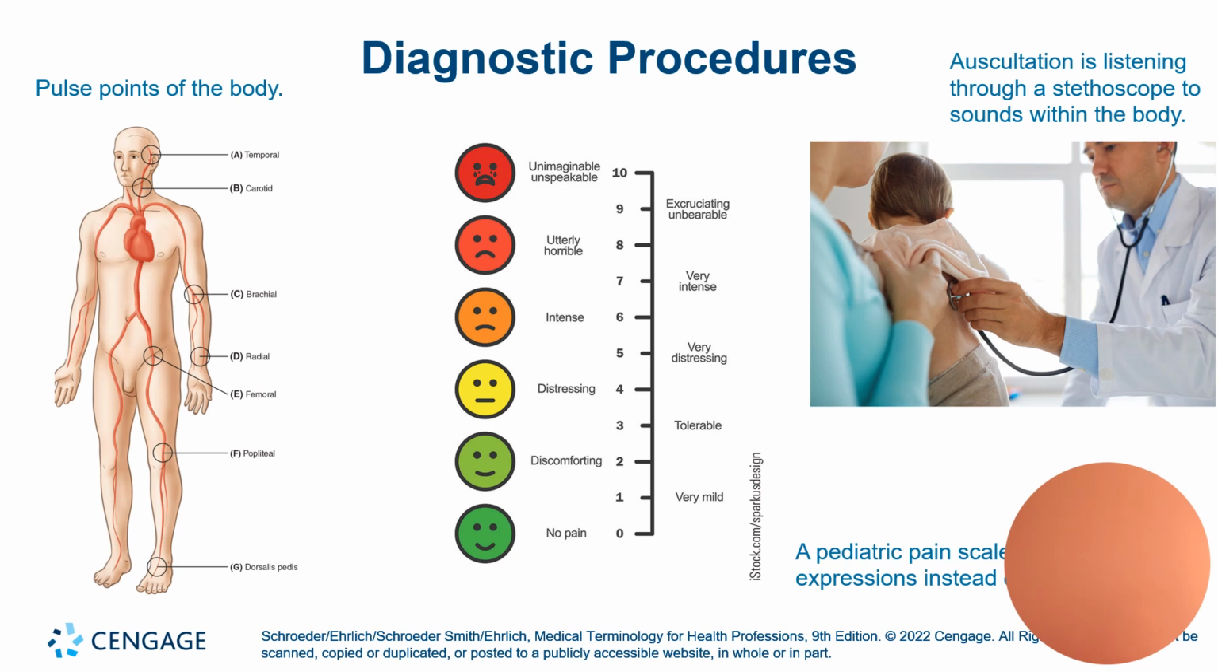We assess the blood pressure, which is the force of the blood against the walls of the arteries, and it's measured using a sphygmomanometer, which is recorded as a ratio with the systolic blood pressure over the diastolic reading.